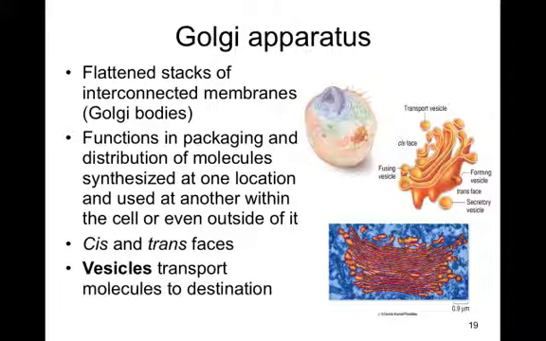So the Golgi apparatus has a cis face at which substances arrive, and then a trans face where substances are packaged off into their respective vans depending on where they're going to be transported to. Vesicles are these little membrane-bound sacs that the cell utilizes to transport molecules to a specific destination.